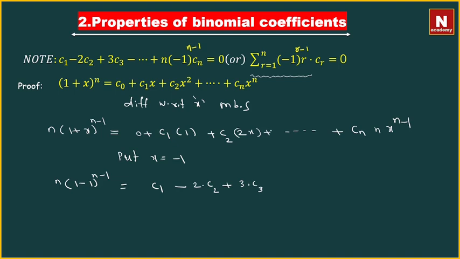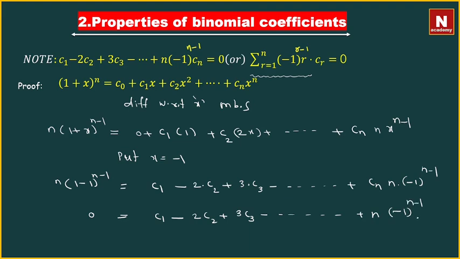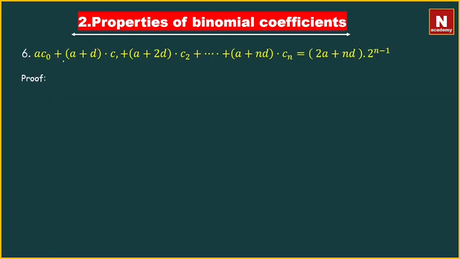Next term we will get 3C3 minus plus Cn into n into x, where we substitute x = -1. Minus 1 power n minus 1. This n minus 1 is 0 now. So 0 equals C1 minus 2C2 plus 3C3 and so on, n into minus 1 power n minus 1 Cn. His answer is already here, 0. This is the result.